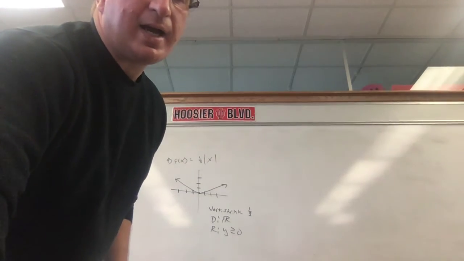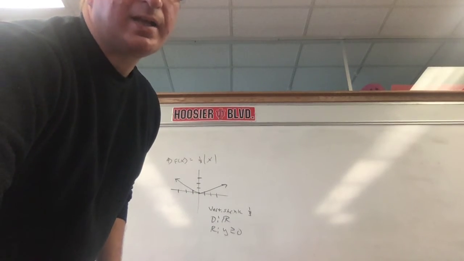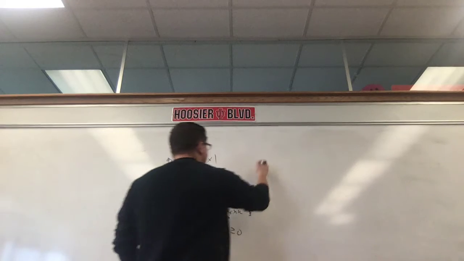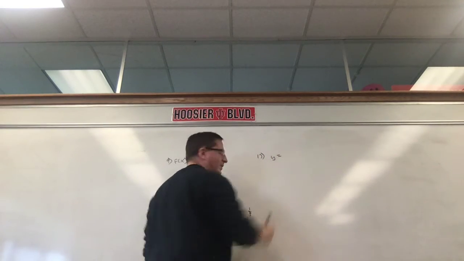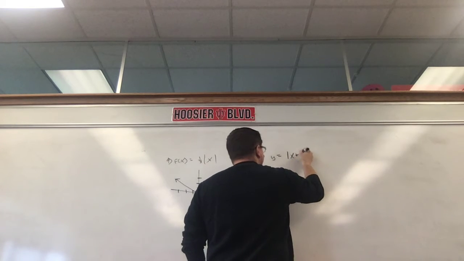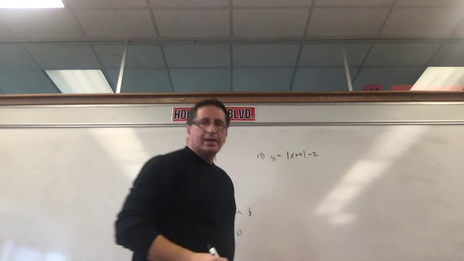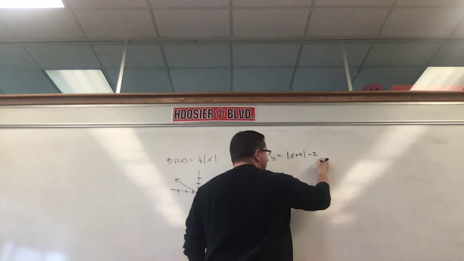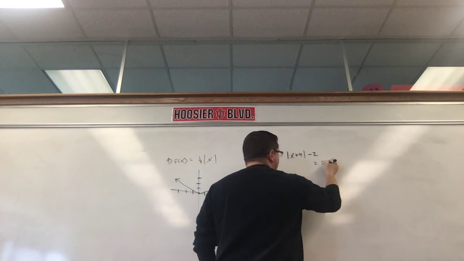Skip number 10, on to number 17, okay? Number 10 we're going to skip, then we're on to number 17. Okay, so what number 17 looks like is we have y equals the absolute value of x plus 4, minus 2. Absolute value of x plus 4, and then minus 2.